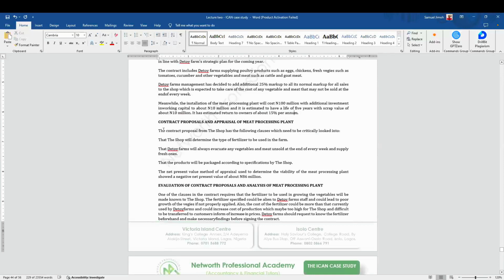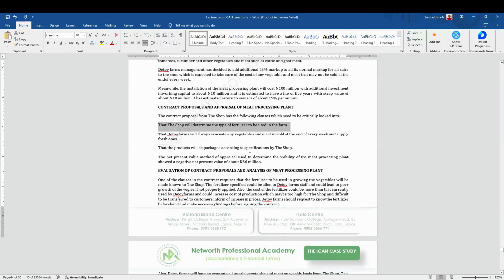Professional tools and knowledge is where we make use of tools for the analysis, but because there's no specific tool for the contract proposal, it means we just identify those issues under the proposal, right? And our results for the meat processing plant. So these are the set of issues I identified under the proposal. The shop will determine the type of fertilizer. They also want Detroit Farms to always evacuate any unsold vegetable and meat on the shelf at the end of every week. The products will be packaged according to specification by the shop. Those are the issues that I identified. You could identify more or any other issue, right?